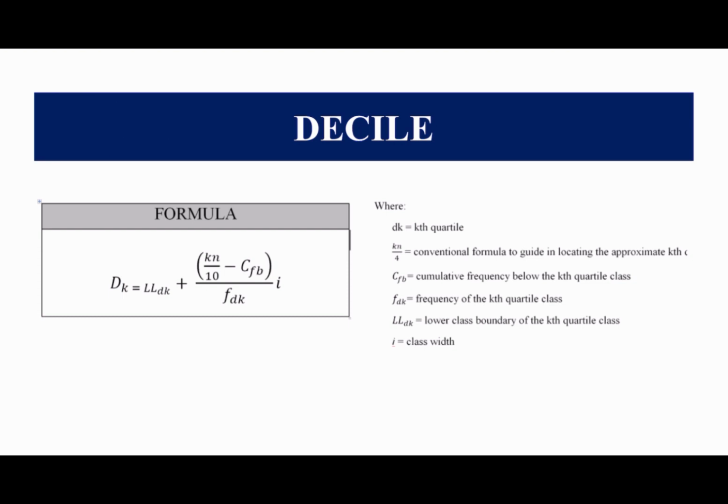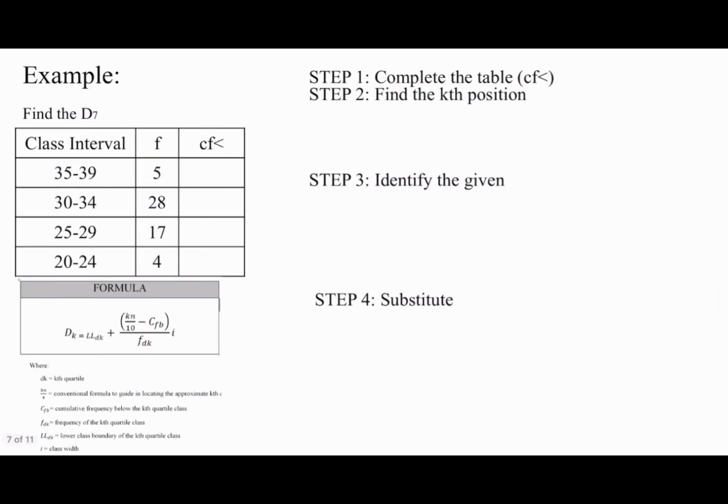Next, let's go to decile. The formula is somehow the same as the quartile. However, the difference is just this: it is 10. Let's go to the given example. Steps are just the same. The given are just the same. We are just going to find D sub 7 or decile 7.